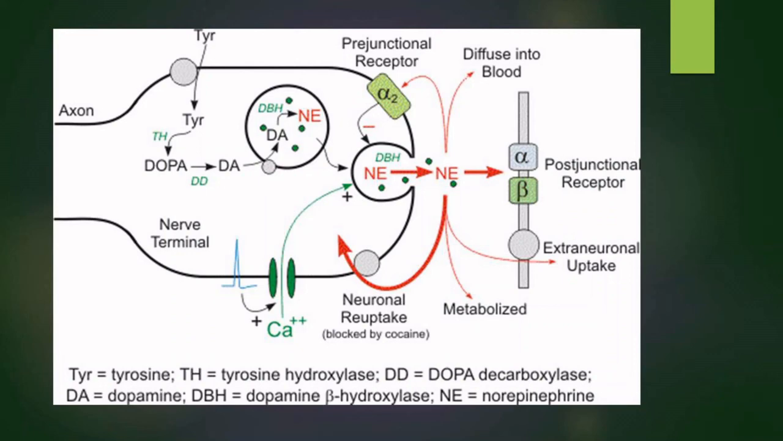So there are several fates for the norepinephrine that is released, and also the voltage sensitive calcium channels are the reason that activates the process of exocytosis. And the alpha 2 receptors, which are activated through the norepinephrine released from the cell itself, from the neuron itself, will inhibit further exocytosis.